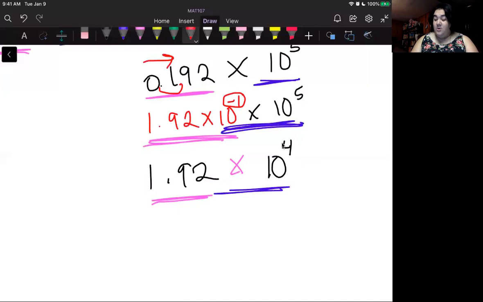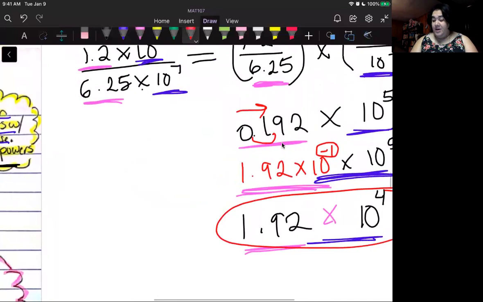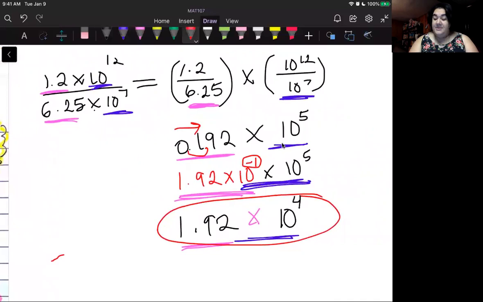So in essence, and I'm going to see if I can make this a little smaller, there we go, I'm saying that 1.2 times 10 to the 12th power divided by 6.25 times 10 to the 7th power is equal to 1.92 times 10 to the 4th power, okay? Because I followed these steps.